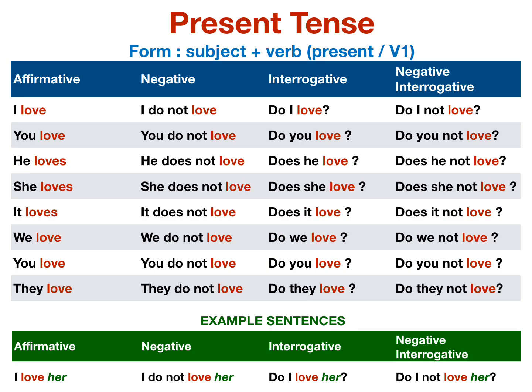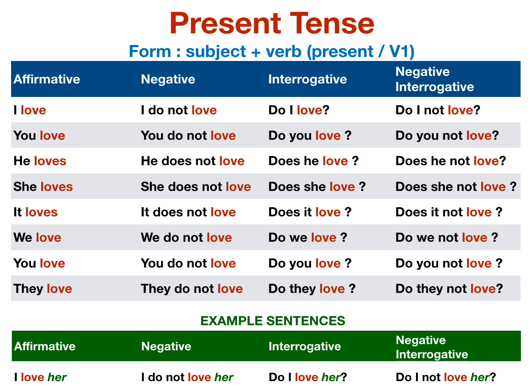Present tense. This is how we form present tense in English. Subject plus V1. All you need to do is practice. Now let's see how to form affirmative, negative, interrogative and negative interrogative sentences. I love. I do not love. Do I love? Do I not love?